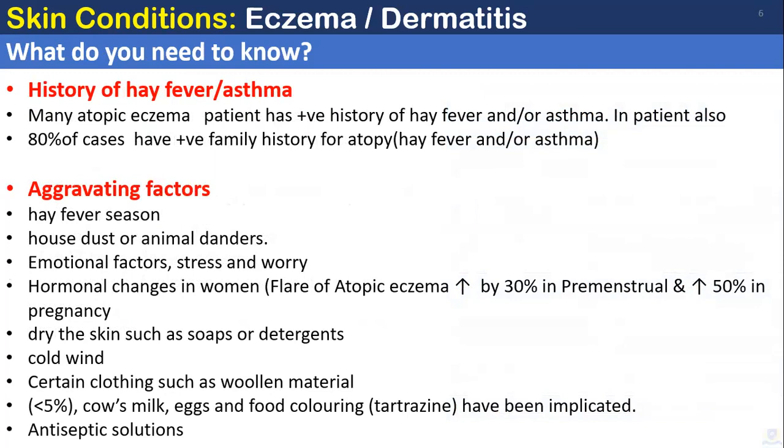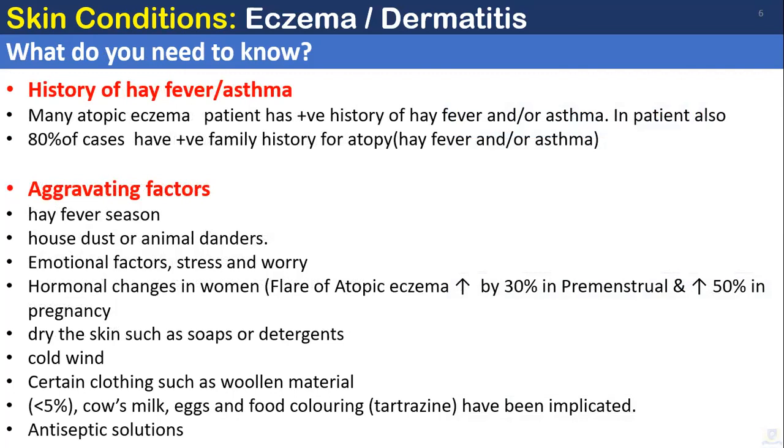We see the aggravating factors. The condition may be aggravated during the hay fever season, meaning the spring season. House dust or animal dander, emotional stress, and hormonal change, especially in pregnancy, flare it up: premenstrual, and it increases by 50% in pregnancy.